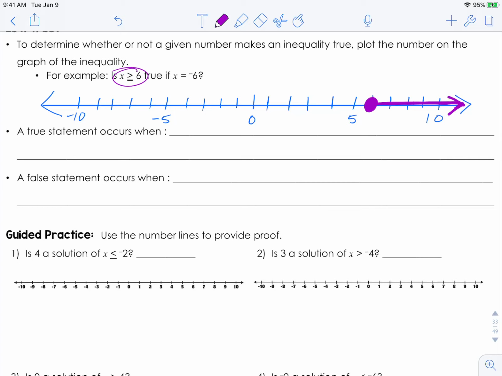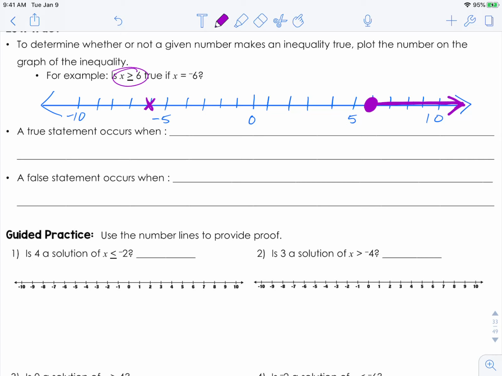And we want to know, is negative 6 a true value for x? Does it make that inequality true? Well, negative 6 is down here. So if you look at that, you can see that negative 6 is not and will never be included in the solution set for the inequality when it is written as is.